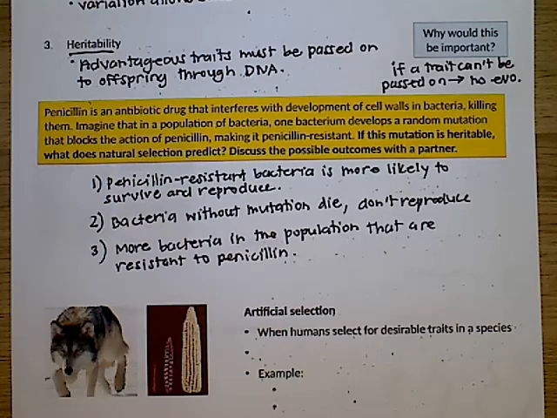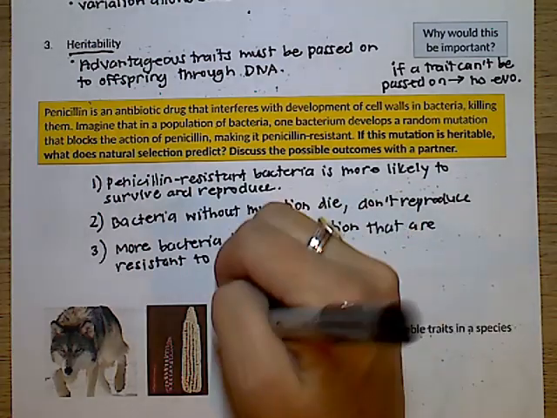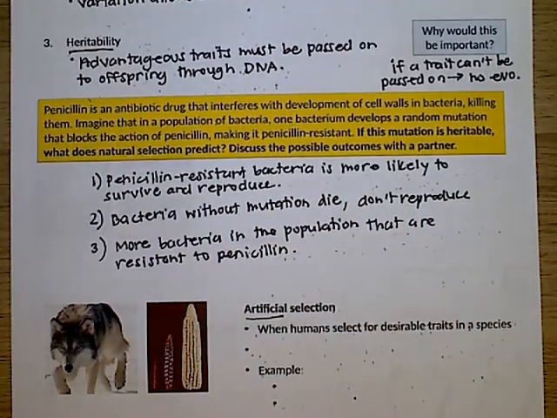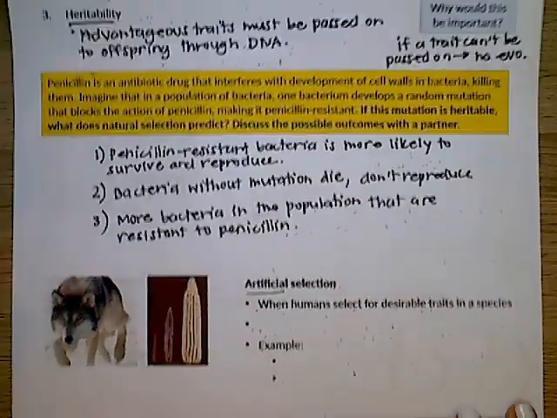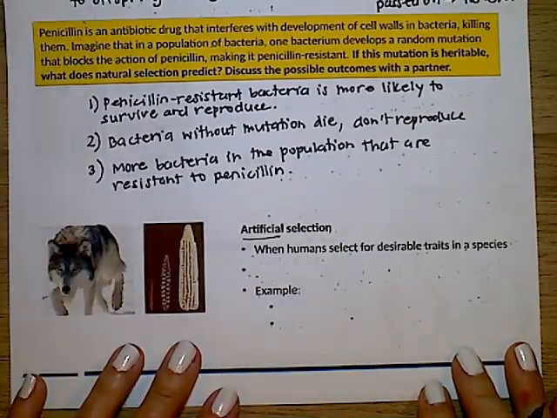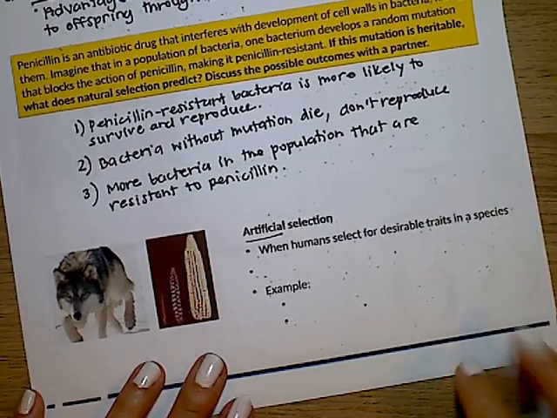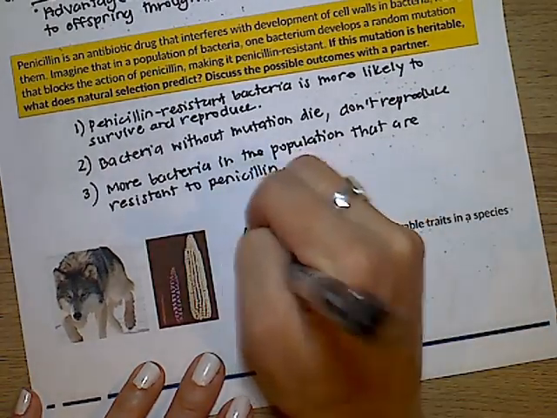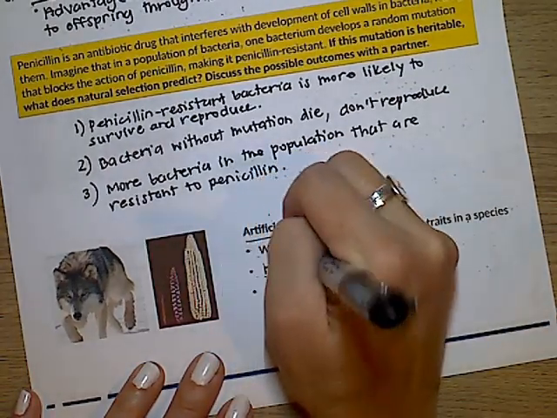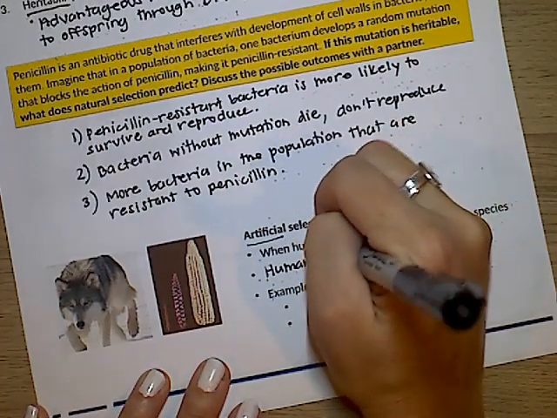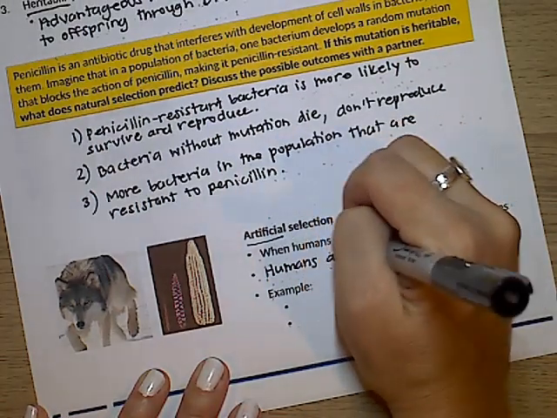Okay, so natural selection is based on nature or the environment, but artificial selection is what it sounds like. Artificial, I associate that with fake. So this is not what occurs naturally, and this is when humans select for desirable traits in a species. So humans, rather than the environment or nature, act as the selecting agent.